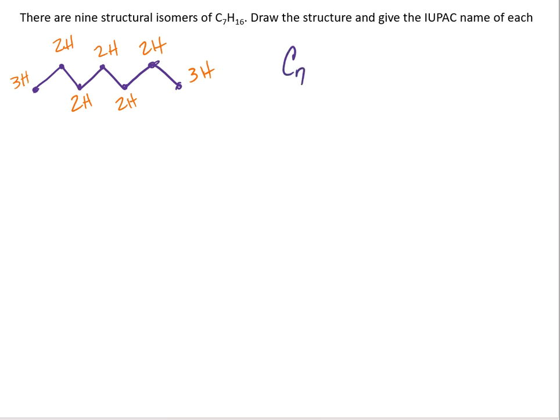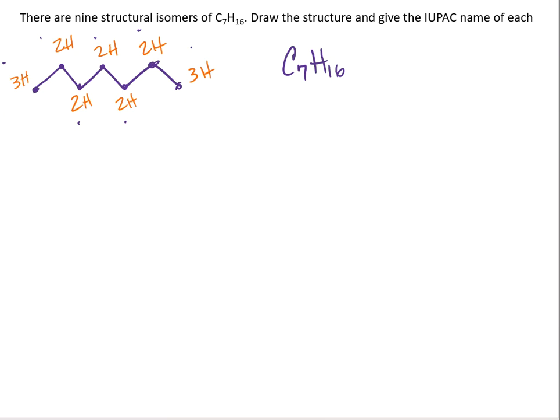If I were to go and add up the hydrogen, I have 3, 5, 7, 9, 12, 13. Did I add them wrong? I added wrong. Sorry, let me start over. 3, 5, 7, 9, 12, 14, 16. Let me get myself back on track. So 7 carbon, 16 hydrogen. So I do have the correct number and type of atoms present.